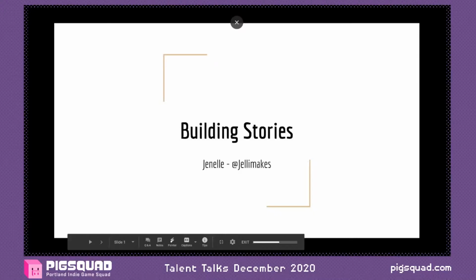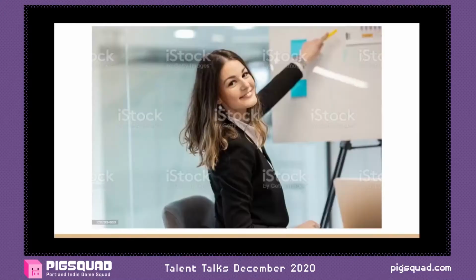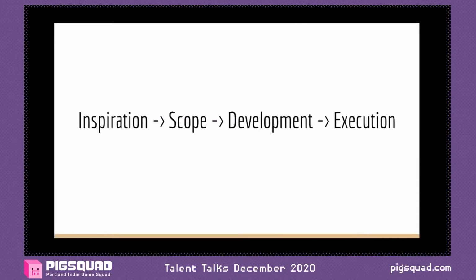Hello, everyone. It's so nice to be here in this virtual space together. My name is Jenelle. I also go by JellyMakes on Twitter and Instagram, and just like social media, I like stories. Today, we're going to be talking about building stories from start to finish. I will be walking you through 4 basic stages of building a story, giving tips and encouragement along the way. These 4 stages are inspiration, scope, development, and execution.